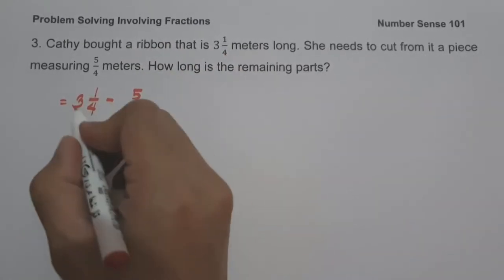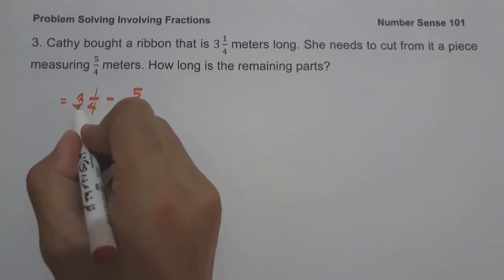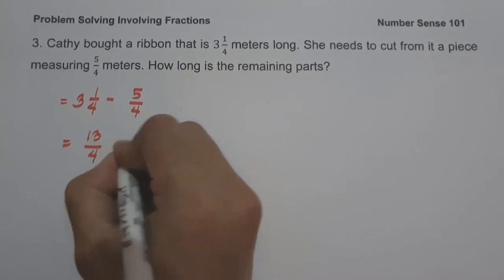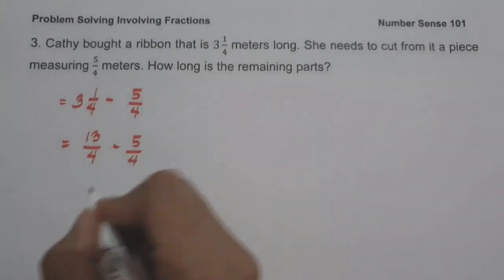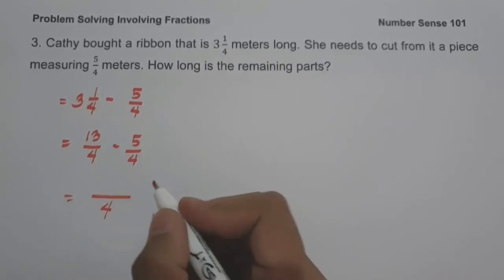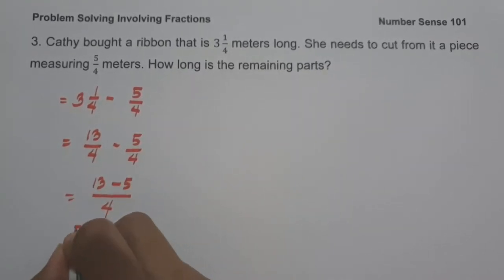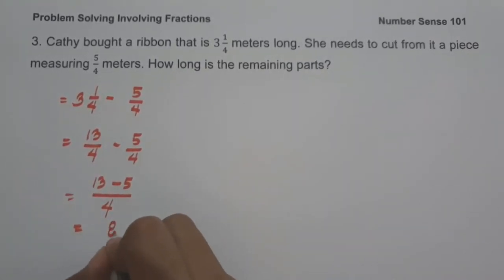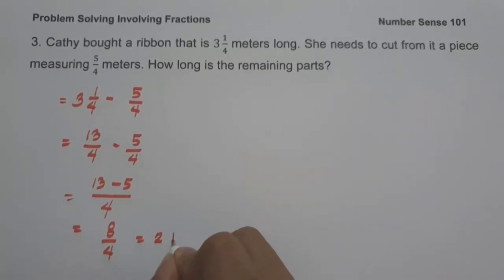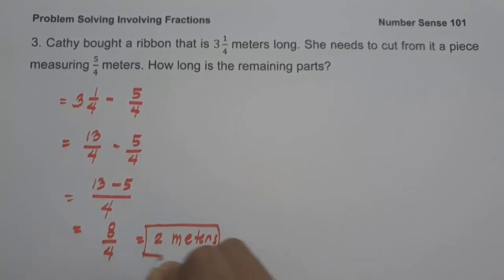So let us convert the mixed number into an improper fraction. Let us have 4 times 3, that is 12, plus 1, that is 13 over 4 minus 5 over 4. Since we have the same denominator, let us simply copy the denominator and subtract the numerators, that is 13 minus 5, which is 8, and then we have 4. 8 divided by 4 is 2. So the remaining part of the ribbon is 2 meters. And this will be our answer.